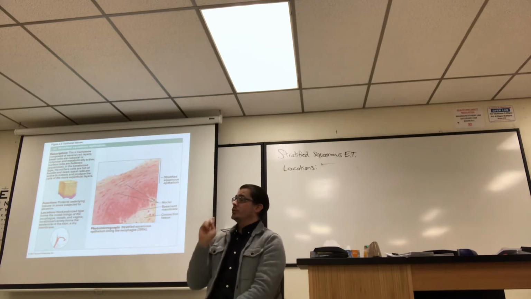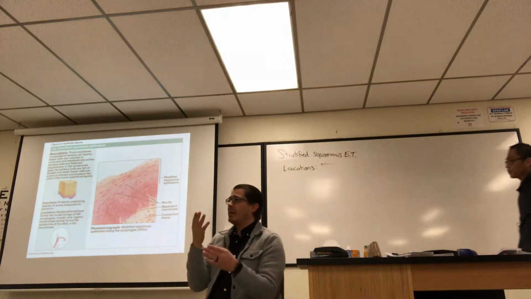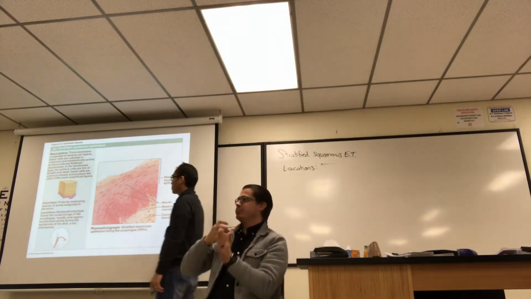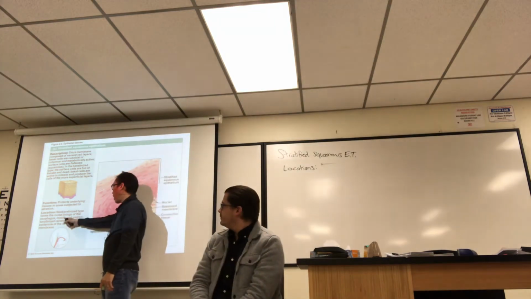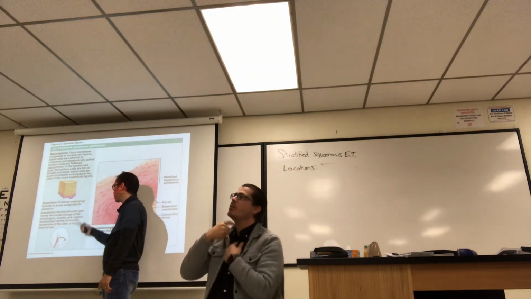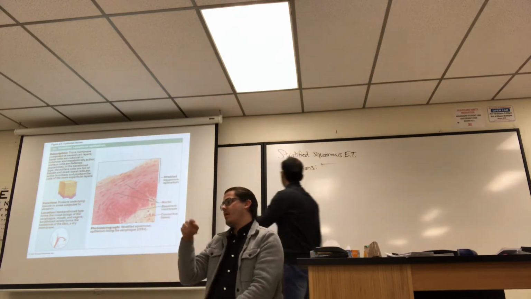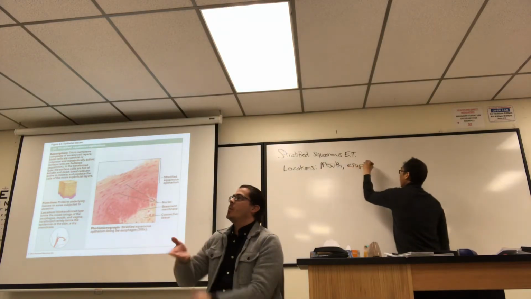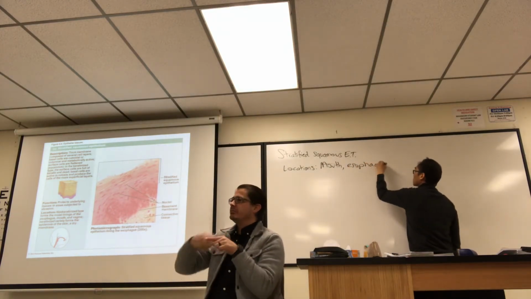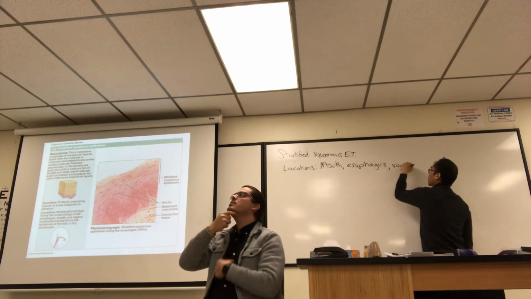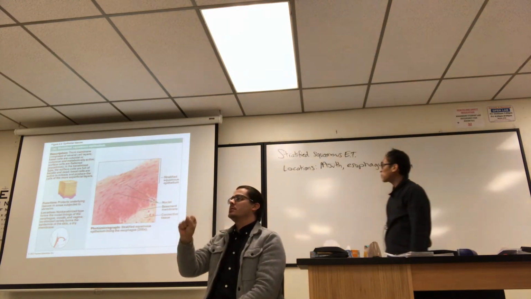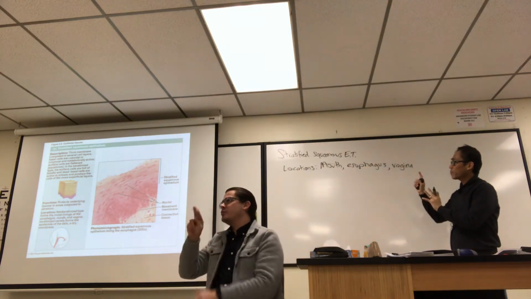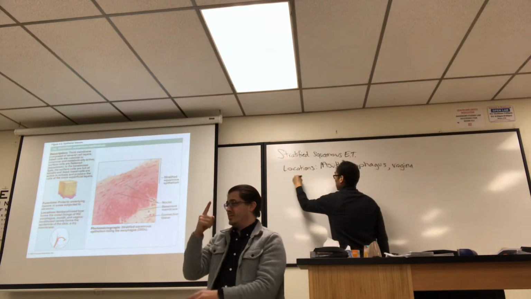Now, because you have many layers on the apical surface, the locations are where you need protection against abrasion. For example, mouth, esophagus, vagina. So digestive tract, reproductive tract. Now, the function is, again, to protect against abrasion.